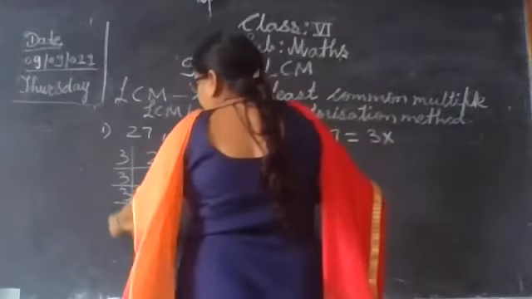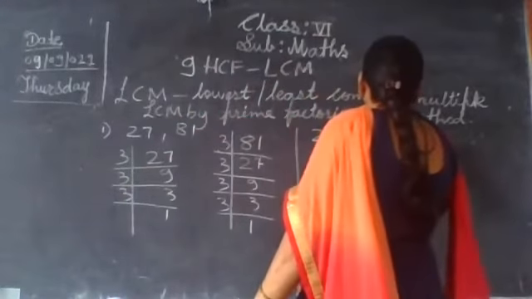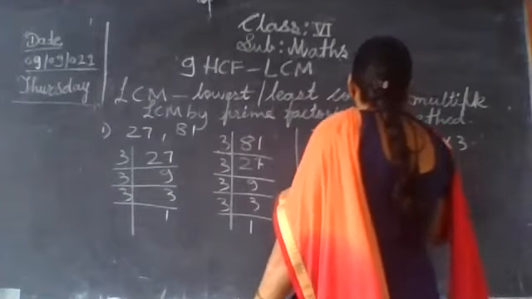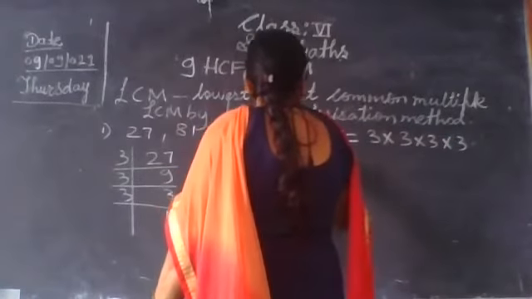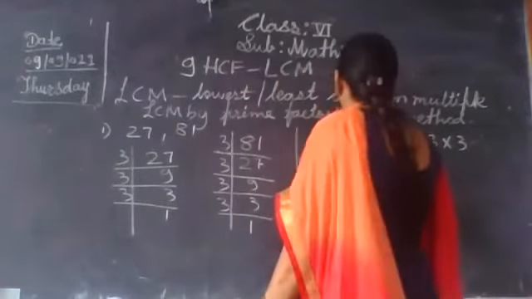See, these are prime numbers, okay? 3 multiplied by 3 multiplied by 3 multiplied by 3 is 81. 4 times 3.